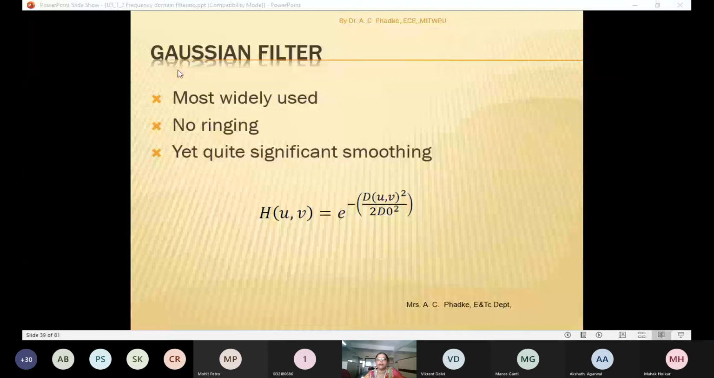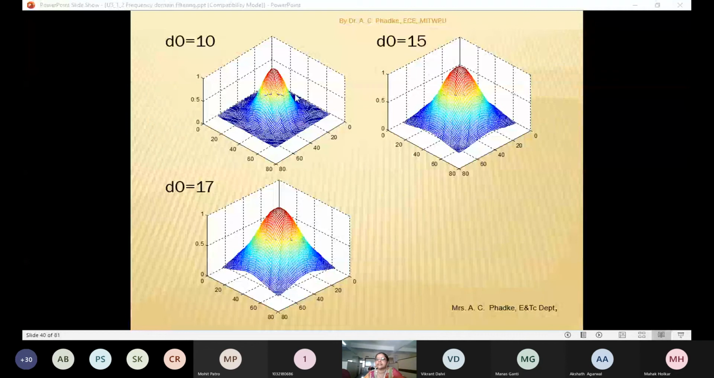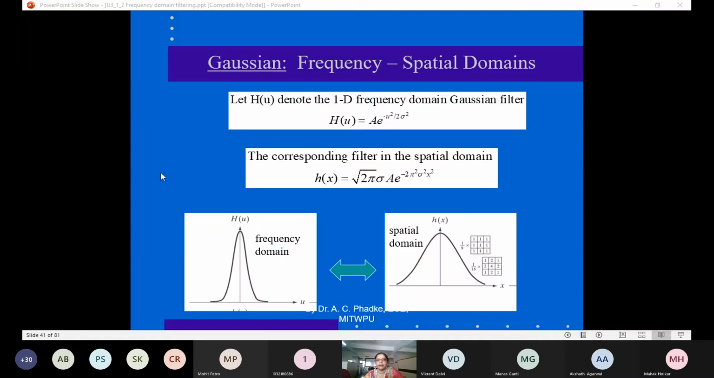If we transform it to image plane, it takes same shape. That is beauty of Gaussian function. So this is Gaussian filter with width 10. Here width is increased, it is D0 is 15, and here width is further increased, that is D0 is 17. Okay, so this is Gaussian frequency domain filter.